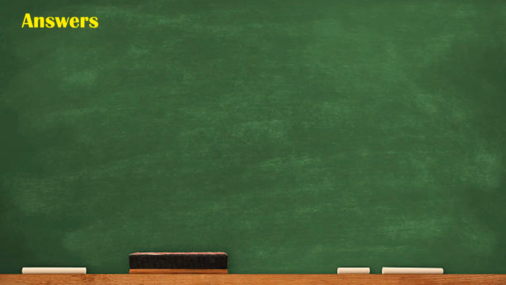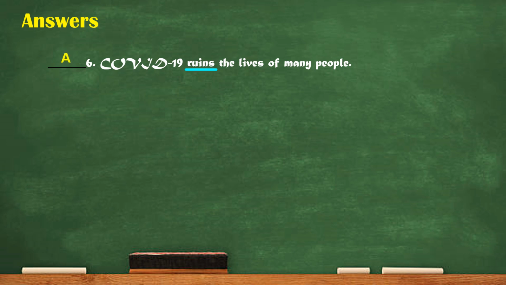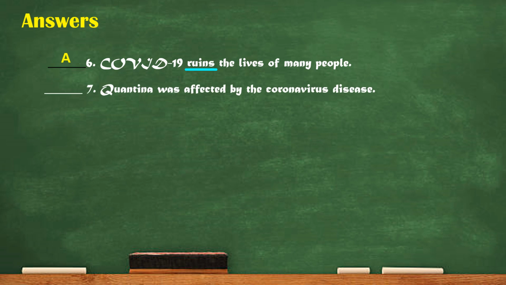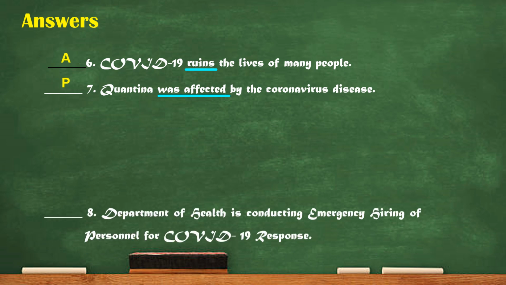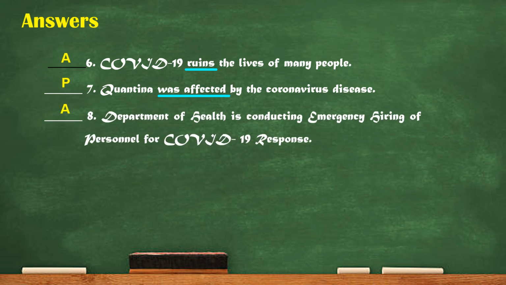Moving on to item number 6. COVID-19 ruins the lives of many people. Yes, the subject is ruins and it is letter A or an active voice. For item number 7, Juantina was affected by the coronavirus disease. Right, was affected is the verb and it is in the passive voice. 8, it is in the active voice and the verb is conducting.